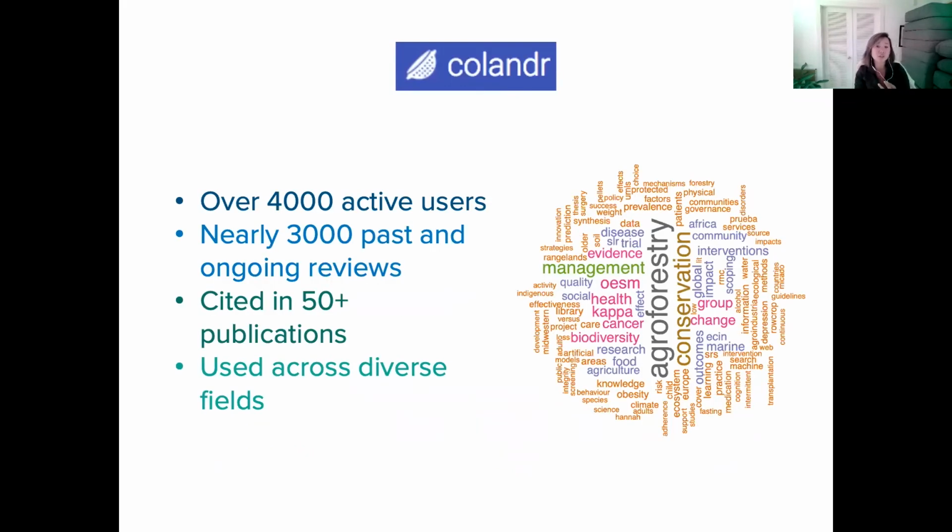So since we launched Colandr in 2017, it's grown significantly. We have over 4,000 active users and nearly 3,000 active reviews in a whole number of different topics. As I've been saying, we built Colandr with a conservation topic in mind. We had a very specific need within the conservation community to efficiently find evidence relevant to conservation practice. But what we created in the end was a platform that's domain agnostic. And so we have reviews across a whole diversity of questions and disciplines, illustrated here in this word cloud.